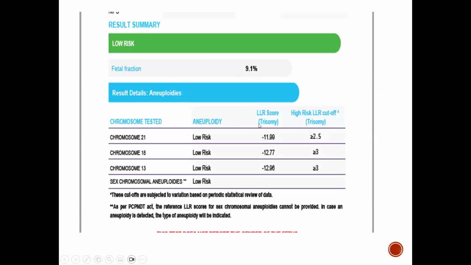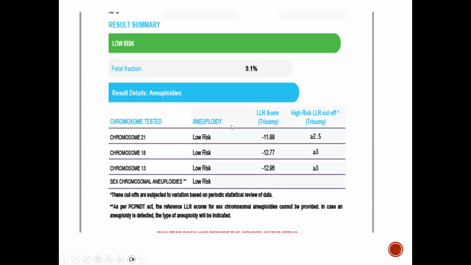This is a normal NIPT report. We can see the fetal fraction here. If we are checking the NIPT report, we have to check this fetal fraction. If the fetal fraction is less than 4%, it is considered low and we have to be careful. Ideally it should be more than 8%, which is a good fetal fraction, but labs claim 4 to 8% is also normal for them.